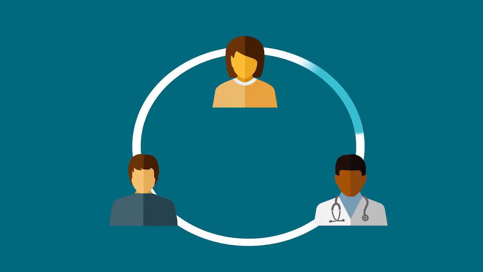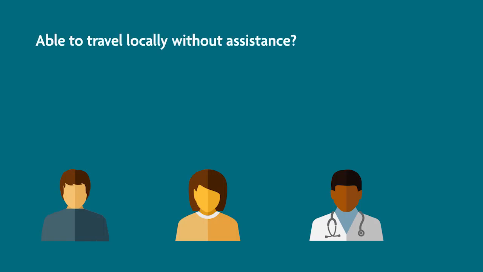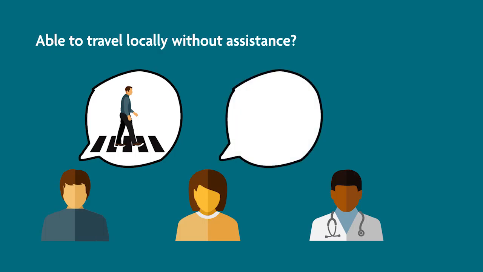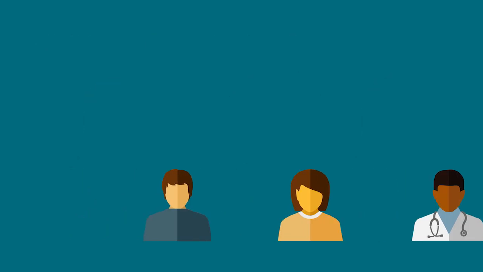Remember, these 3 sources of information will give you a good idea of whether there is likely to be a lack of insight resulting from the brain injury. Here's an example. The assessor asks if the individual is able to travel locally without assistance. If the individual says yes, they are able to, but the other 2 sources of information disagree and say that the person has problems with road safety and planning a journey, this could point to a lack of insight on the individual's behalf, and this should be investigated further.